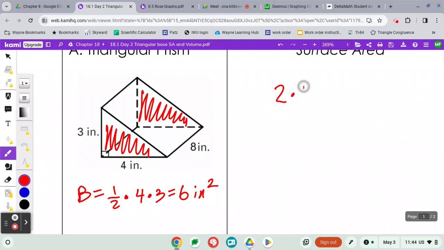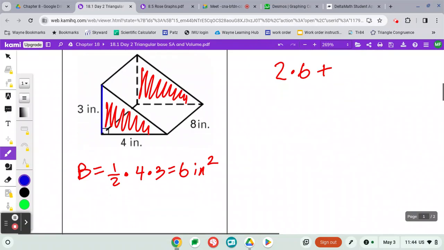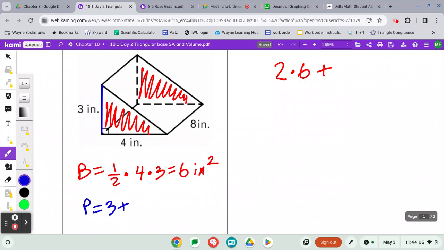So 2 times 6 plus. Now I need the perimeter of my base. Well, oops. Look at your base. Okay, we have one side here, which is 3. So for perimeter, we will do 3 plus, what's another side of the base? 4, yep.